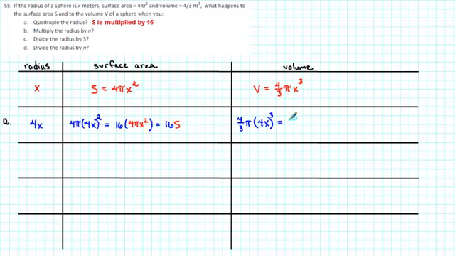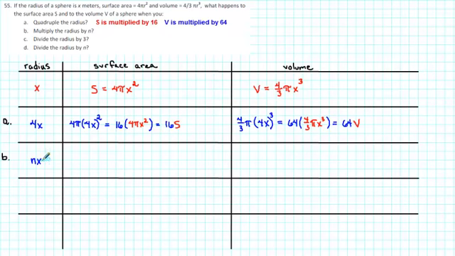So we rewrite the expression as 64 times 4/3 pi x cubed. But 4/3 pi x cubed is just V, so we can rewrite this expression as 64V. So when you quadruple the radius, the volume is multiplied by 64. For B, we want to determine what happens to the surface area S and the volume V when we multiply the radius by n. When we multiply the radius x by n, we get nx.